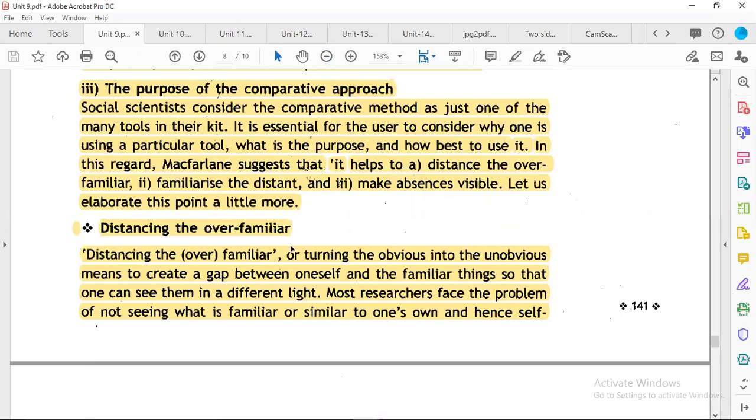The first is distancing the over familiar. As human beings, so many things of our society are very familiar for us that we forget whether it is natural or normal. For example, for Indians, it is very common that if we meet someone, we will do the act of namaste, or we smile as a gesture. So it is not familiar for us that we will not talk or we will not smile. This is against our gesture, that if we meet someone and we do not smile as a gesture, or we do not talk with that person.